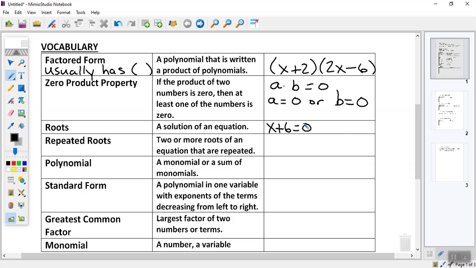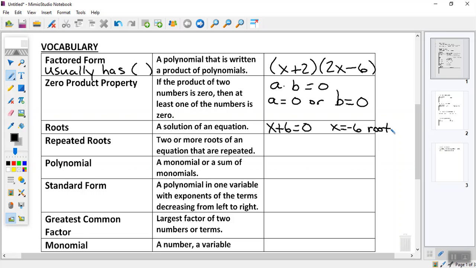Okay, so x would equal negative 6 here as an example. X equals negative 6 is a root to that equation. Okay? All right, repeated roots. Nothing tough here. It's two or more roots of an equation that are repeated.